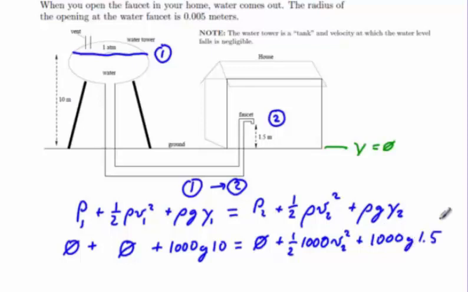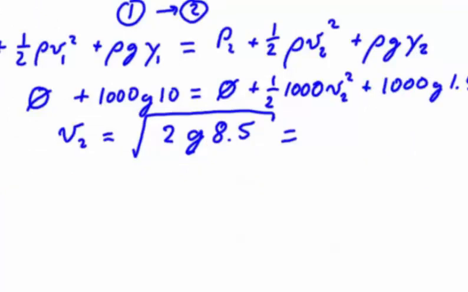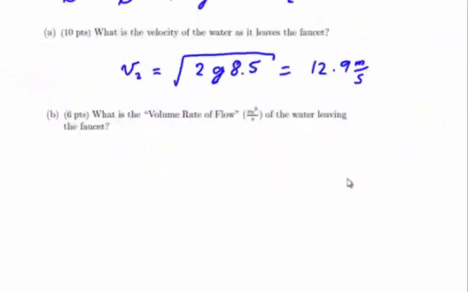Clearly, we could have chosen the faucet itself as our definition of y equals 0, yielding no gravitational potential energy term on the right-hand side, and a term of 1,000 g times 8.5 meters at location 1. Had we done it by this alternative technique, we would still get identically the same answer. The velocity v2 is equal to the square root of twice g times 8.5, which is 12.9 meters per second.